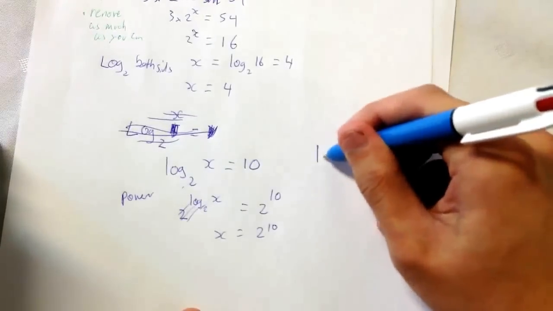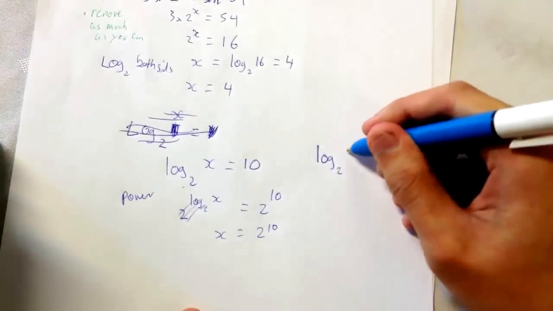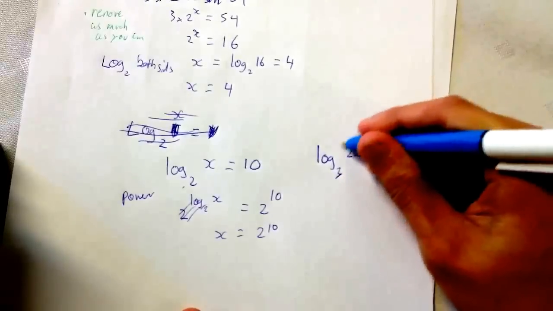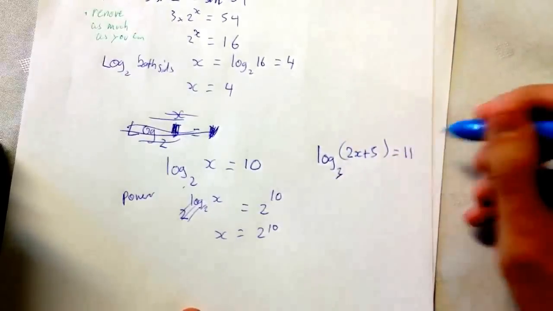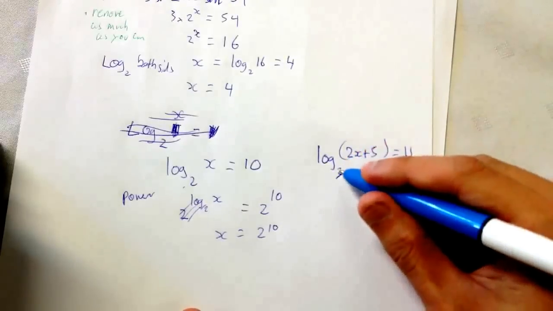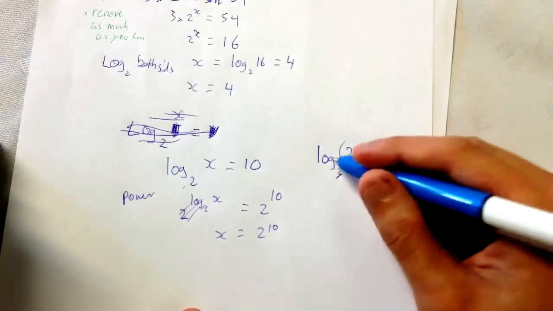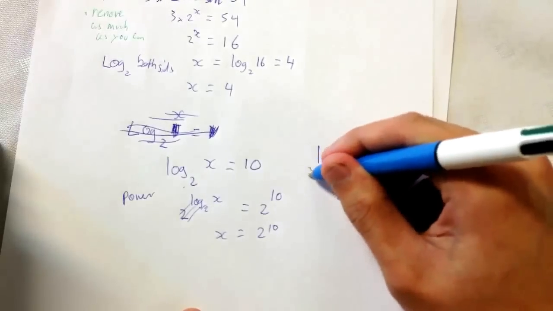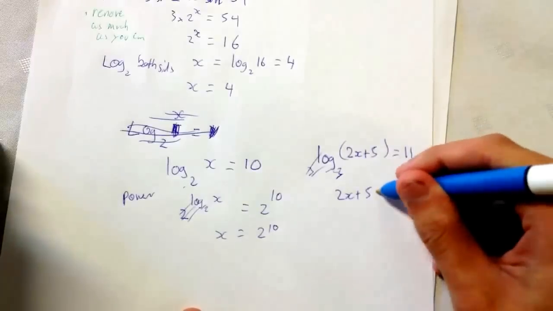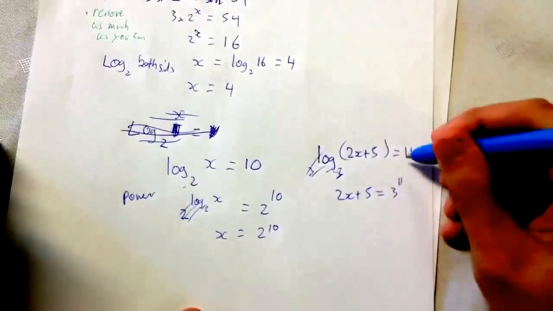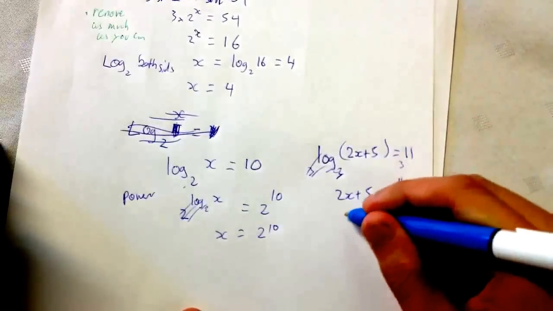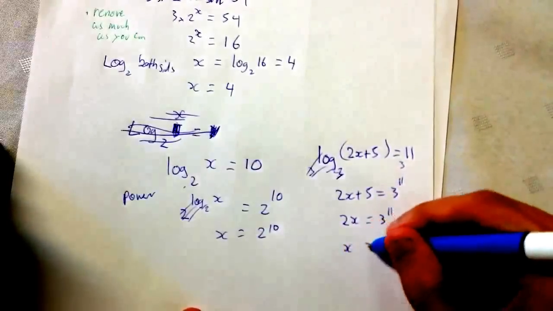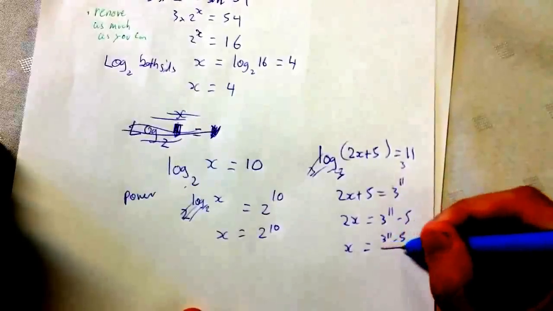Now another one. Log 3 of 2x plus 5 equals 11. I want to get rid of the log 3, so we just go 3 to the power of both sides, and then the log 3 cancels out, and we just get 2x plus 5 equals 3 to the power of 11, because we need to power both sides. And therefore 2x equals 3 to the 11 minus 5. x equals 3 to the 11 minus 5 on 2.